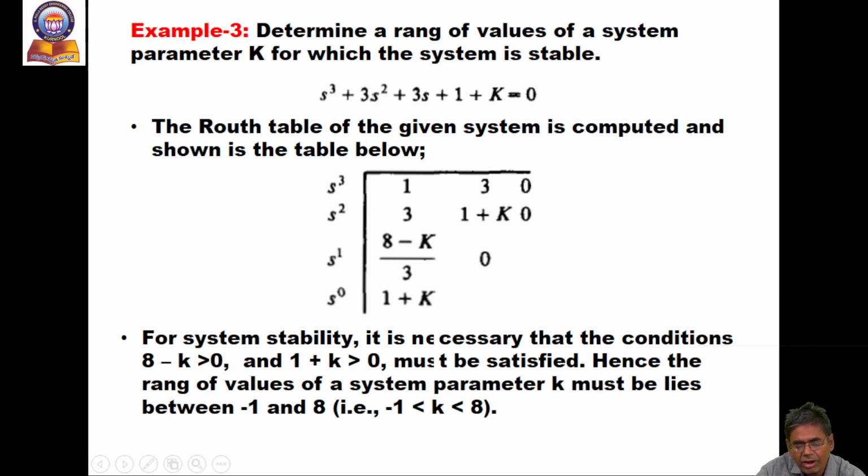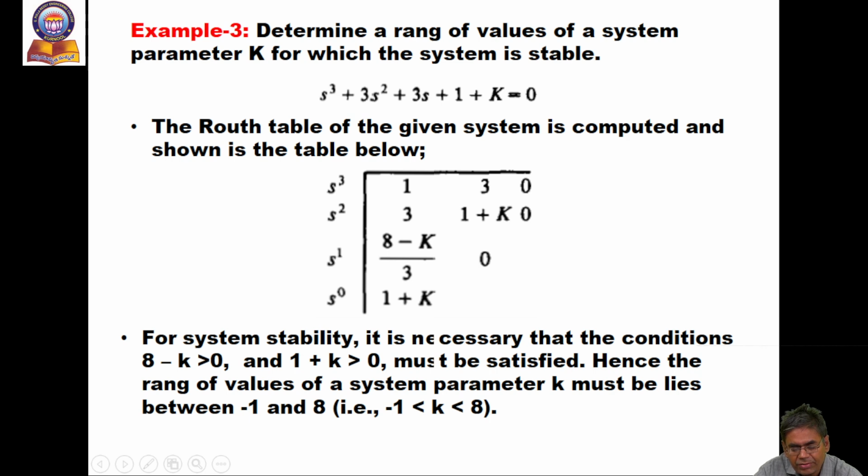The third problem: find the value of K for which the system is stable. This is another example. We find the value of K such that the system is stable. Then what is the range of K? In a similar way, we write the characteristic equation with rows S cubed, S square, S and constant.